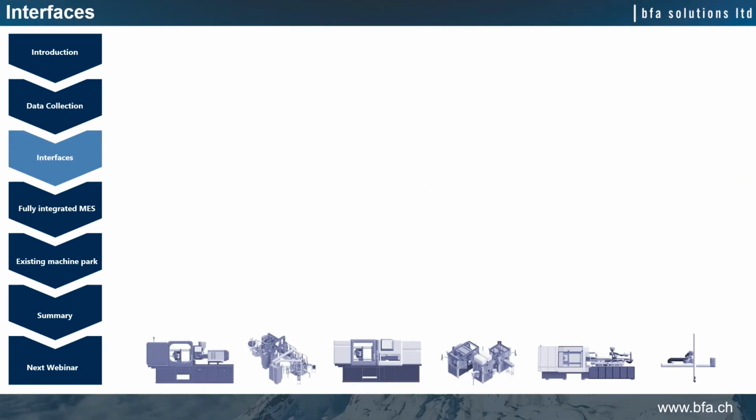So as you can see here, the first level shows the shop floor with different types of injection molding machines, automation and assembly lines. To collect data from the shop floor, there are two types of interface available depending on the specification and age of your equipment.